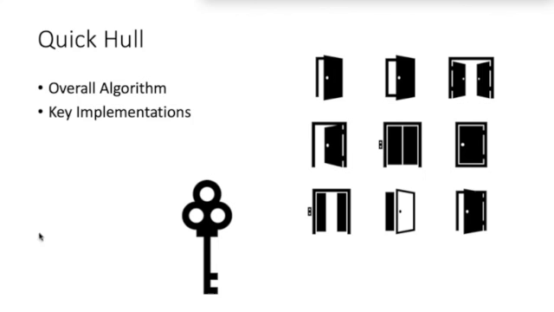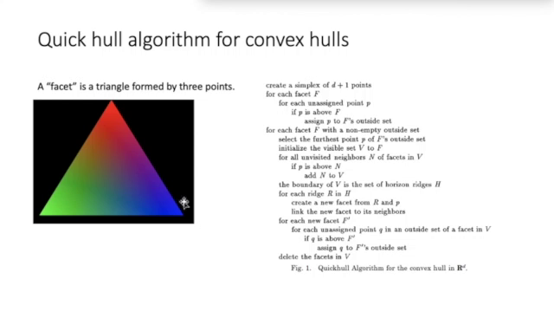Let's talk about the QHull algorithm. First of all, I will show you the overall algorithm and then explain it, and then I will talk about my key implementations. This is the QHull algorithm. A face in here is a triangle formed by 3 points. At the beginning, you have a set of high-dimensional data, and then you have to choose the extreme points to form the initial convex hull.